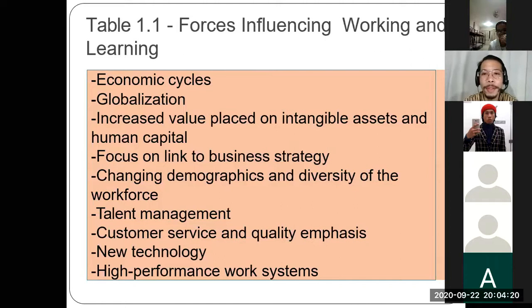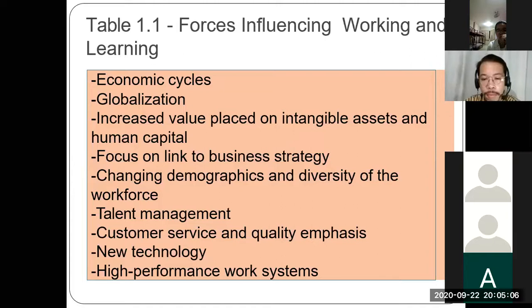Let's proceed to group number two. How about for group number two? For us, the most influential is talent management, because the purpose of talent management is to create a motivated workforce that will stay in the company in the long run. Because if the talent management is bad, the company will not be very productive. It's true. How about for the least?